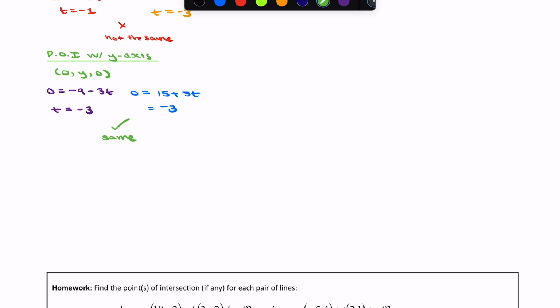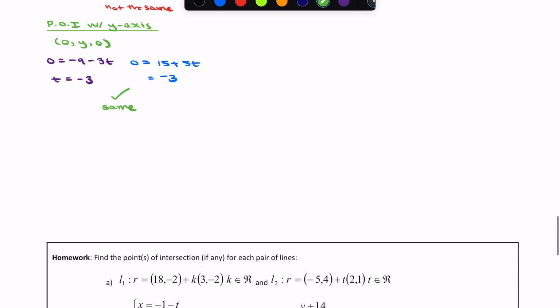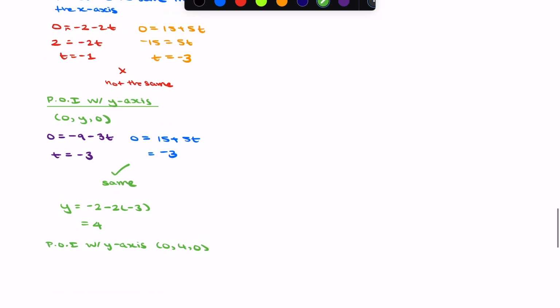And then we have to find our point of intersection. So we will sub in -3 back into our y equation. So y is equal to -2 minus 2 times -3, which will equal 4. So our point of intersection with the y-axis is 0, 4, and 0.